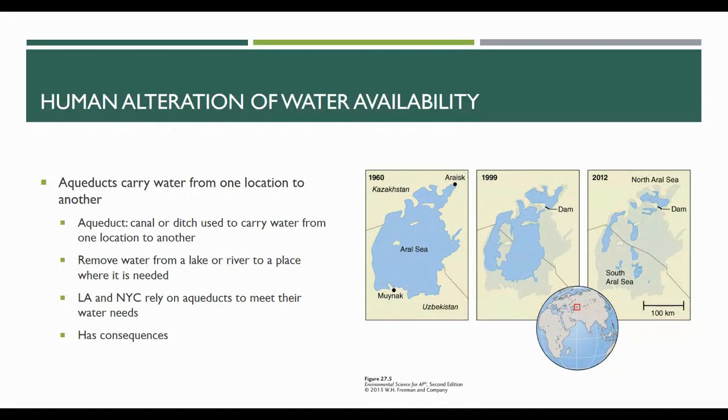Aqueducts carry water from one location to another. So an aqueduct is a canal or ditch that's used to carry water. Using them, we can move water from a lake or a river to a place where it is needed. Both Los Angeles and New York City rely on aqueducts to meet their daily water needs. So without that, they would not be able to supply enough water for what the demand is there.